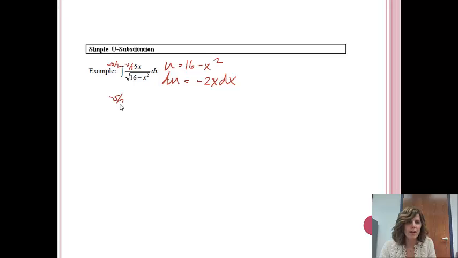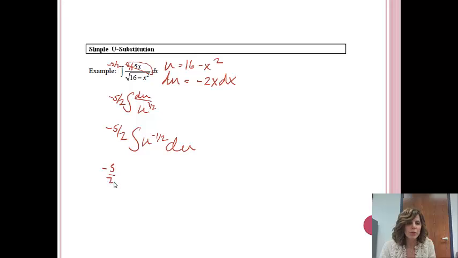So now I have negative 5/2 integral. I now have up top, this all becomes du. And down below I'll have u to the 1/2. So before I evaluate this, I'm going to go ahead and rewrite that as u to the negative 1/2 du, and some of you might have decided to do that right when you started the problem, and that's fine.